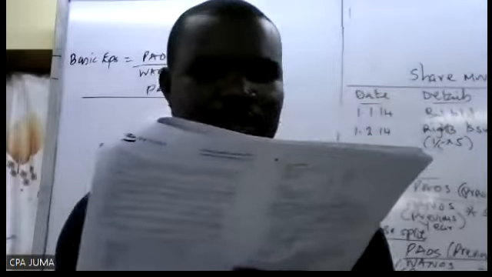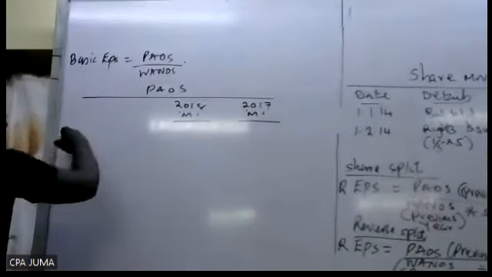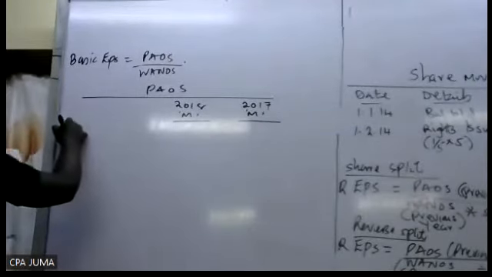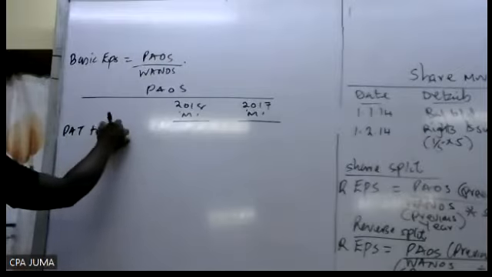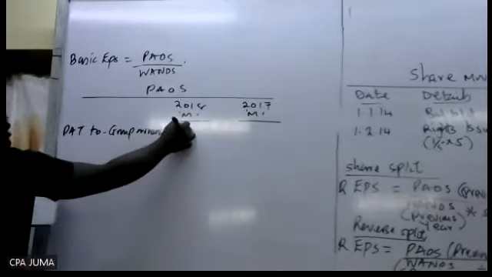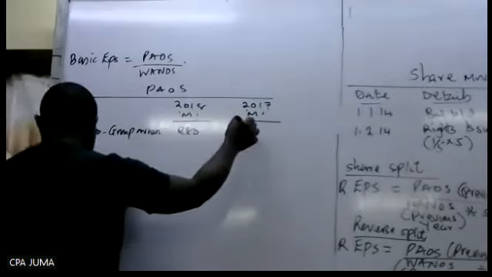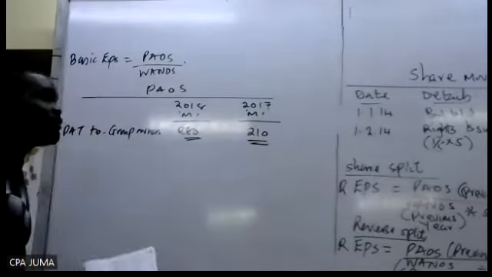Don't go to total comprehensive. We check profit for the year after tax. So the profits for the year attributable to owners of the group. So PAT to group owners, that is 280. Another one is 210. That is the profit you need to pick.